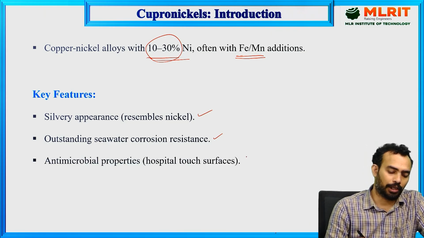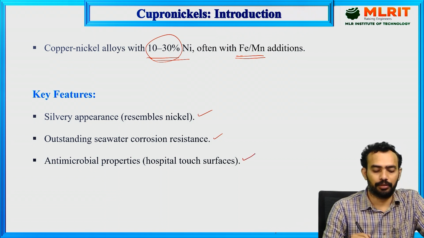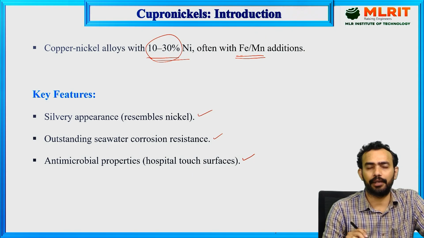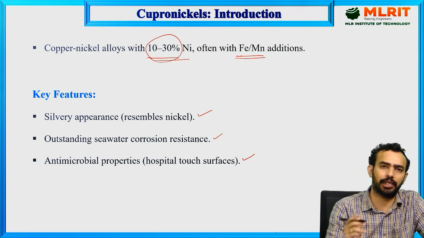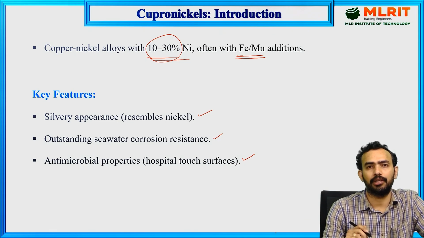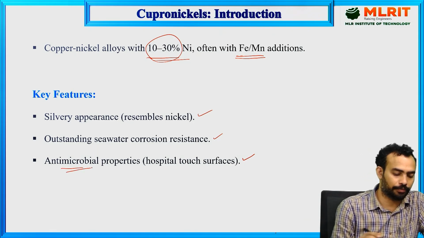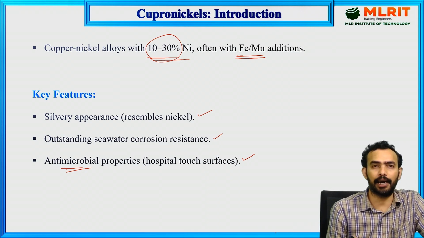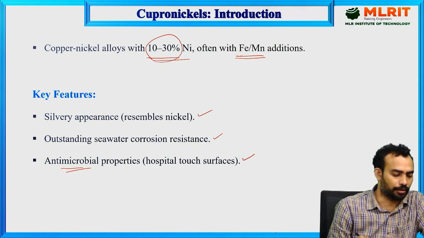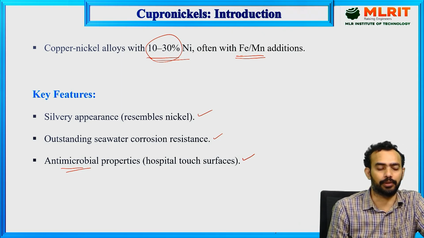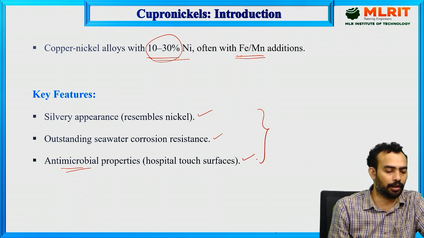Then they have antimicrobial properties, where in hospitals, wherever there are touch surfaces, they are coated with these copper nickel alloys to eliminate microbial activity. So this material also offers the greatest antimicrobial resistance. So these are some of the key features of cupronickels, copper nickel alloys.